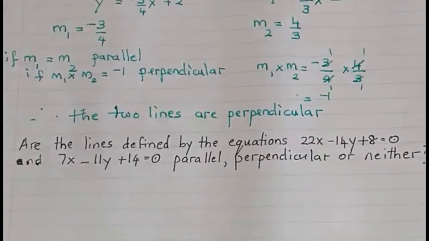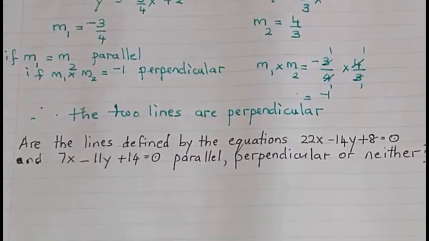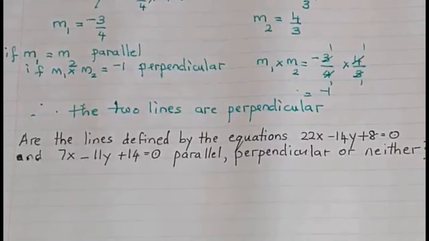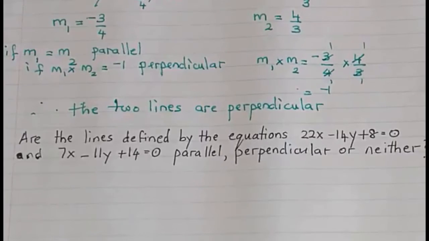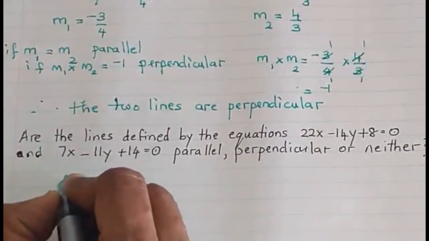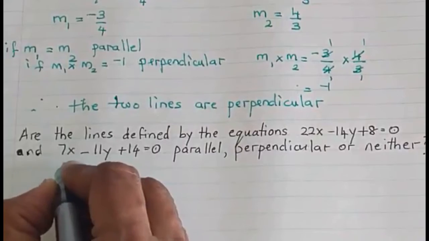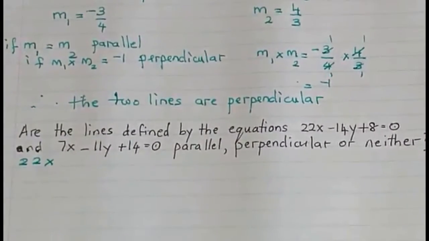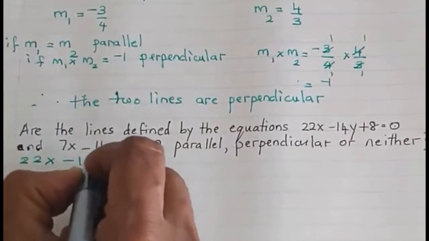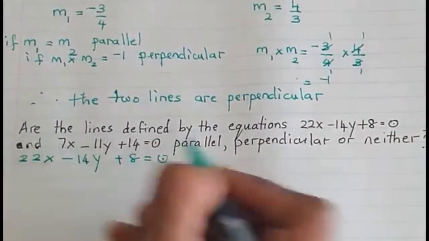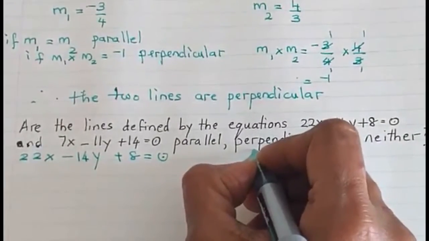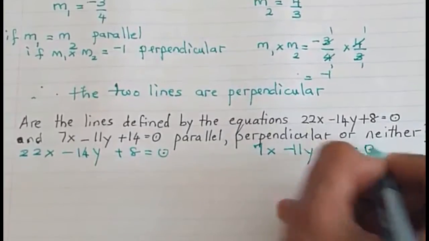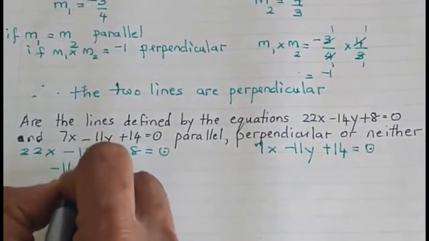So the second question is, are the lines defined by the equations 22x minus 14y plus 8 equals 0 and 7x minus 11y plus 14 equals 0 parallel, perpendicular, or neither? So I'm going to do the exact same steps that I did for the first question. So let me write the first equation: 22x minus 14y plus 8 equals 0. In the same way, I'm going to work with the other equation, which is 7x minus 11y plus 14 equals 0. So I'm going to isolate y.